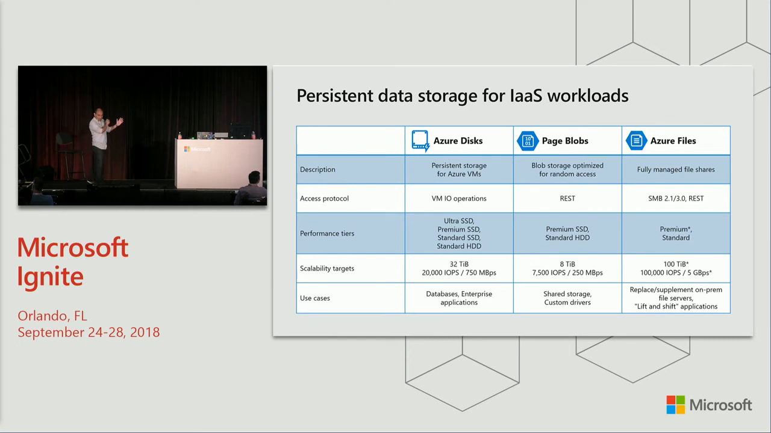So we talked about disks as the storage for your virtual machine, and we talked about different types of disks. I do want to call out that aside from disks, you also have a couple of other options for using storage for your virtual machines. Those are page blobs and file shares. Page blobs are a type of object in Azure Storage that are optimized for fast random read-write operations, and you can access them through REST APIs. I'll talk a little bit more about that in the next slide.